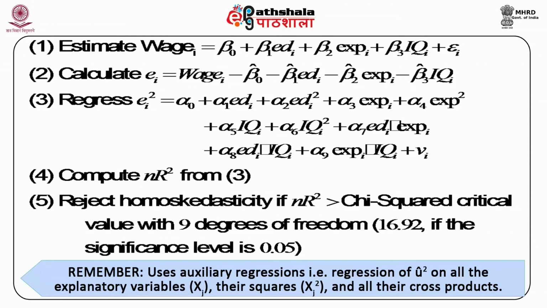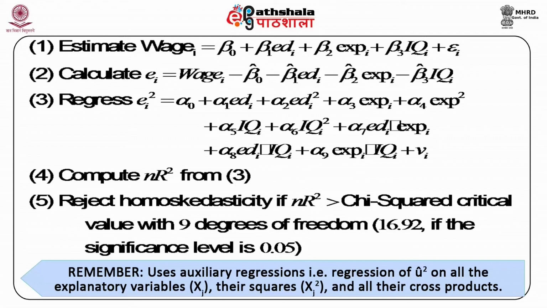Then we can use White's test by following step 3, where we regress the square of residuals on education, square of education, experience, square of experience, IQ level, square of IQ level, and then the cross products of education and experience, education and IQ level, and finally experience and IQ level.